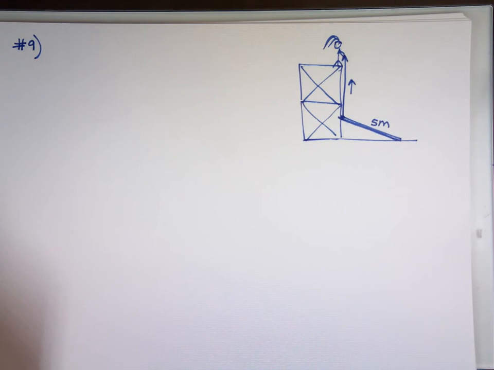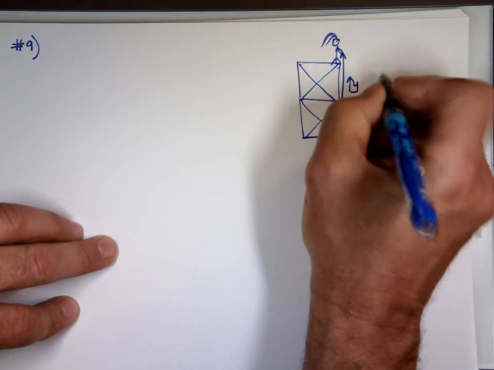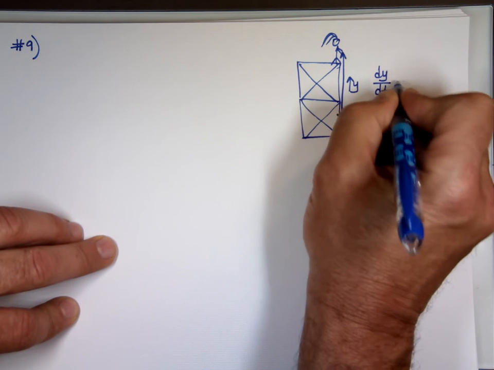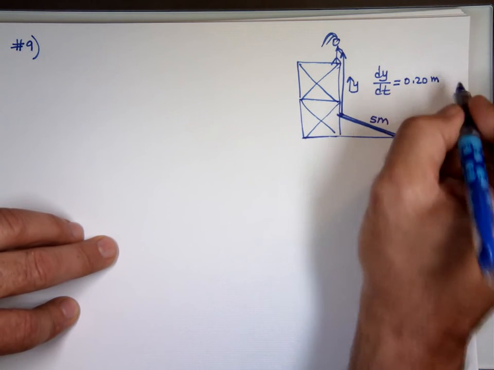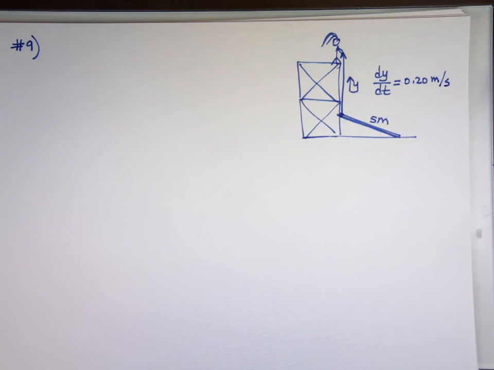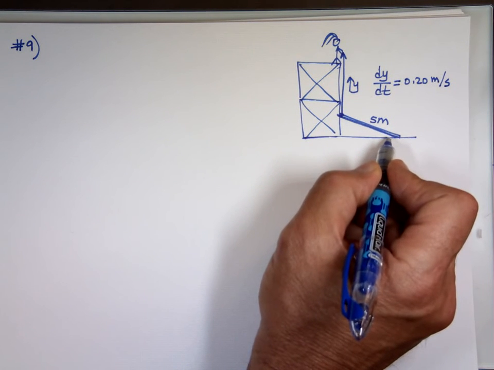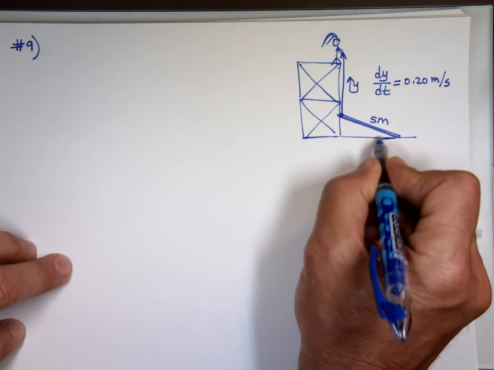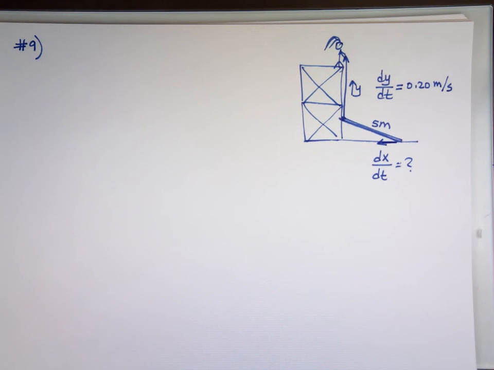And the worker pulls the rope at the rate of 0.2 meters per second. So this here we'll call y, going in that direction. dy/dt in the y direction, it's moving up at the rate of 0.2 meters per second. How fast is this end of the plank sliding along the ground? We'll call it x. What's dx/dt? It better be negative, by the way. Why? Because that distance is decreasing. That's what we're looking for, when x equals 1.4.